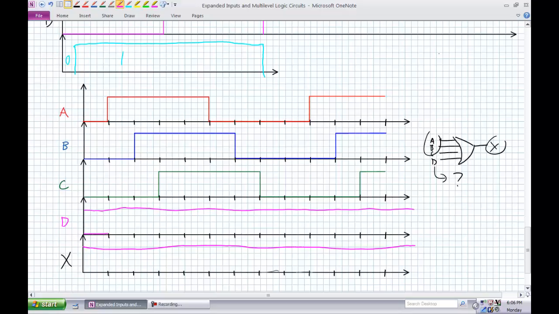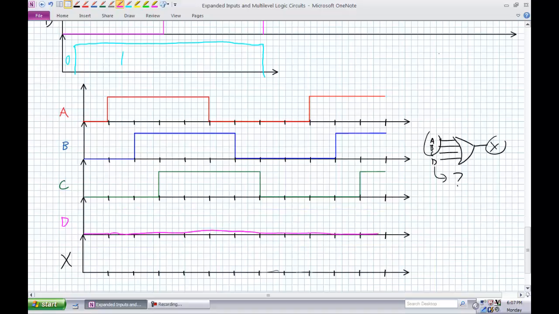Let's talk about unused inputs. What would I want to do with that D input if I only wanted a three input OR gate? I have to do something with it. I have to either tie it to a zero or tie it to a one or do something else with it, something creative. What would you think I would be doing? Would I tie it to a one? Probably not, because it's making the output always one. Again, let's go back to our previous one.